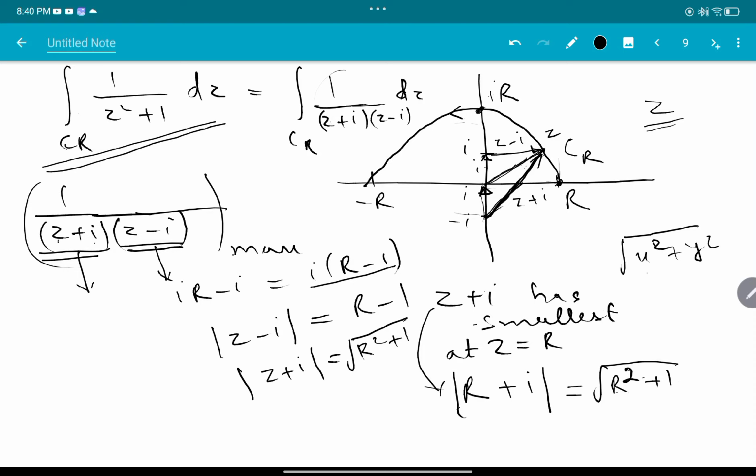Now, why am I looking for the smallest values? Because when I substitute the smallest values here and here, I will get the maximum value of this.